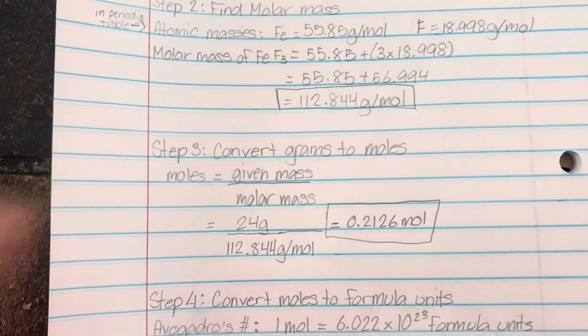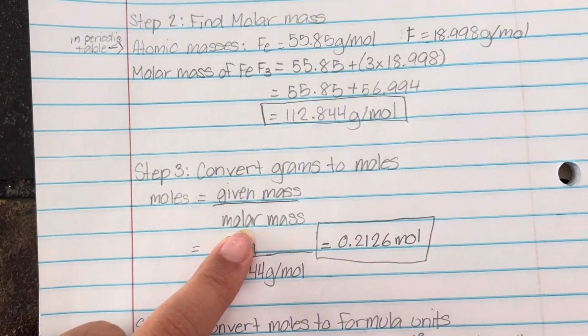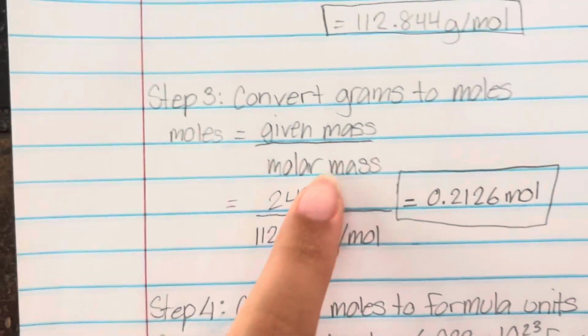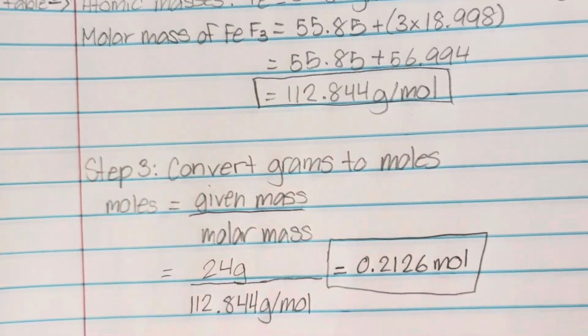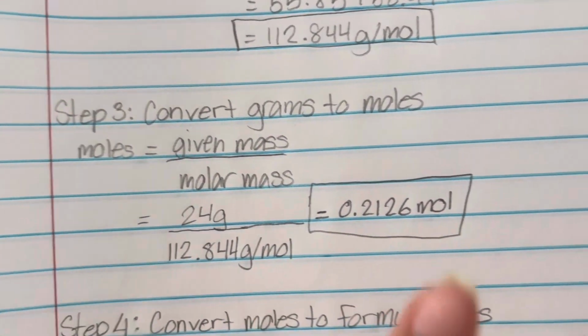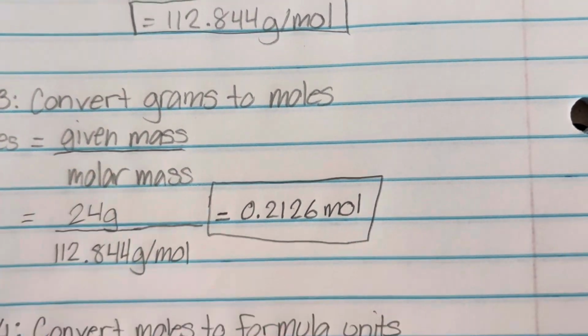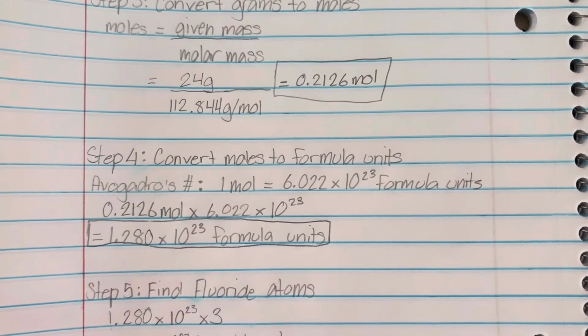Step 3 is to convert the grams to moles. The equation is moles equals the given mass over the molar mass. Our given mass is actually in the question, which is 24 grams, which I wrote down here. Our molar mass is what we just calculated over here, so we're just going to put it at the bottom. Then we can calculate this, and we get 0.2126 moles.